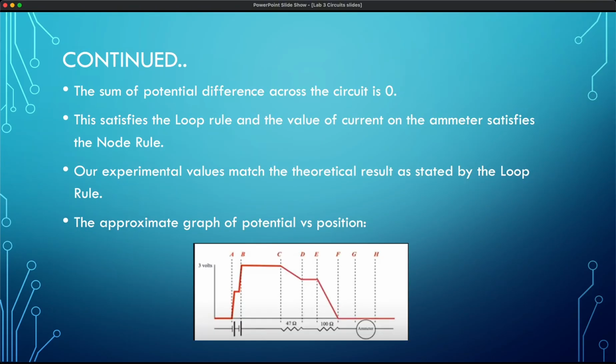The sum of potential differences across the circuit is 0, as we can see. This satisfies the loop rule, and the value of the current on the ammeter satisfies the node rule. Our experimental values also match the theoretical result as stated by the loop rule, which is 0. The approximate graph of potential versus position is shown below, where it is a plateau when it is 0 volts, and it has a negative gradient when the voltage is negative and a positive gradient when the voltage is positive.